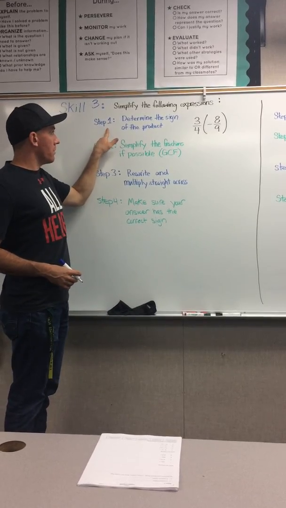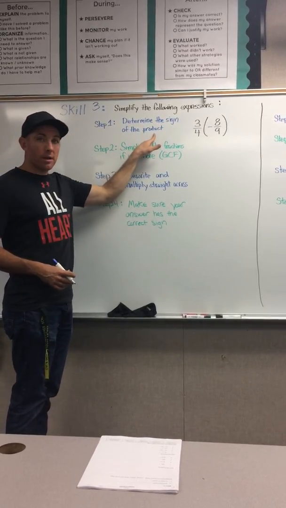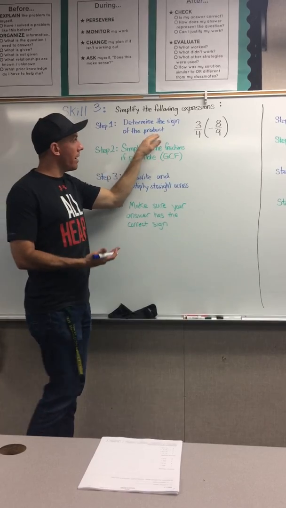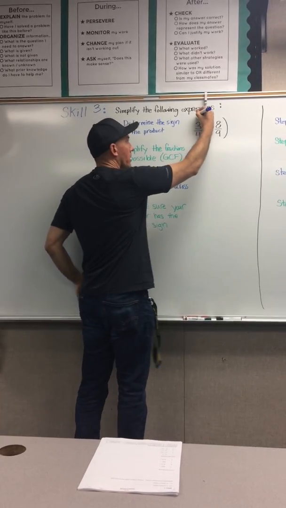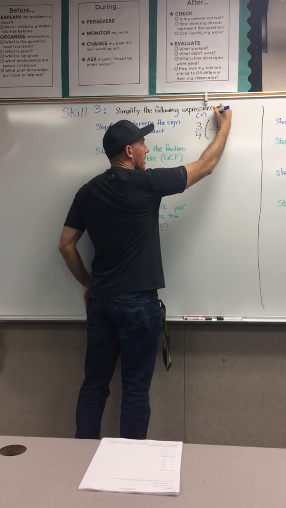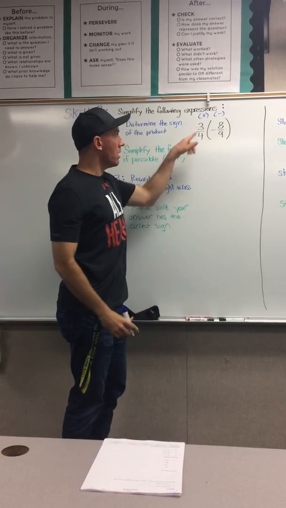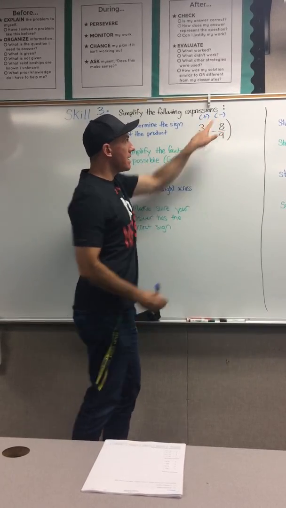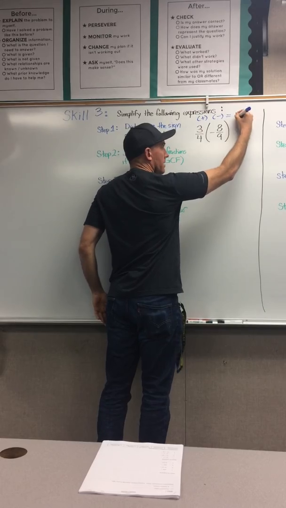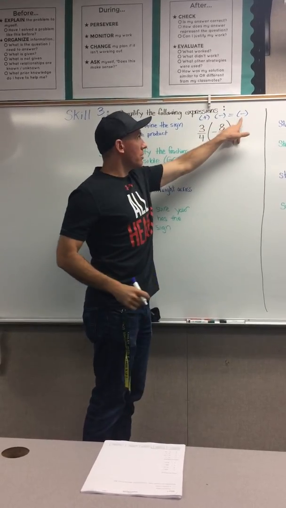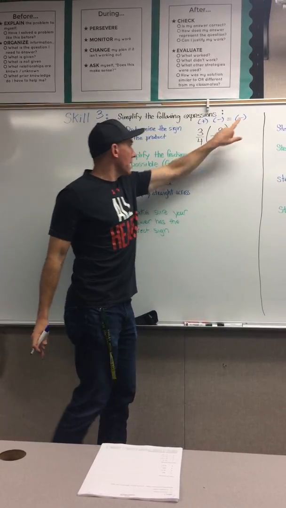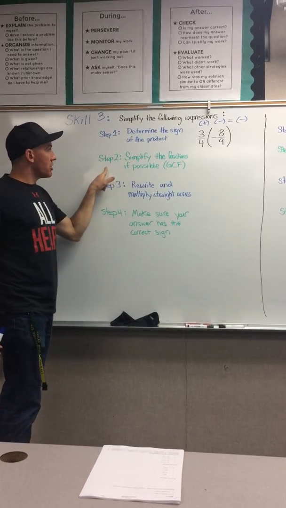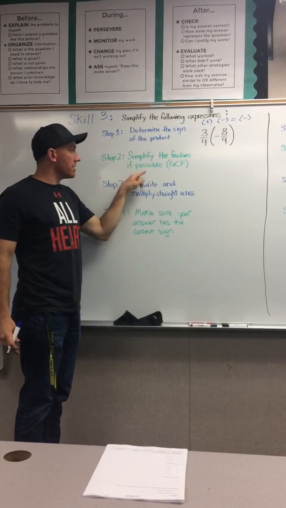Okay, so step 1 for this is to determine the sign of the product so that we don't forget it. We'll get automatic points just for showing that we know this is a positive number and this is a negative number. And we know that the same as a negative is a negative. So we've already determined that our answer will be negative. So that's step 1. Step 2, we need to simplify the fractions if possible.